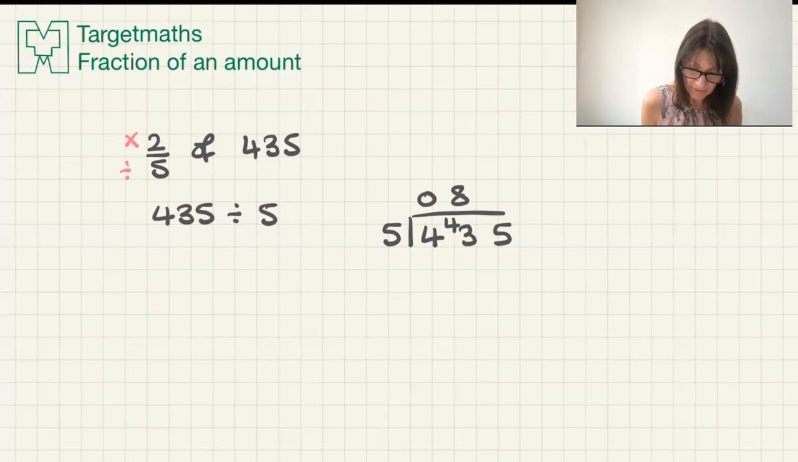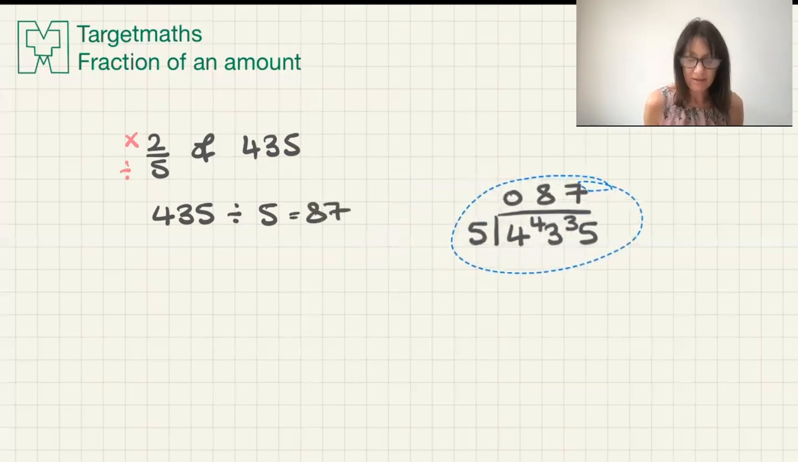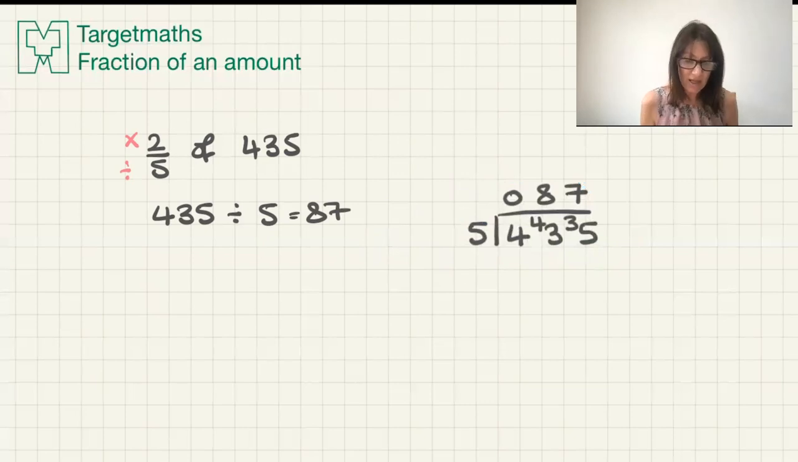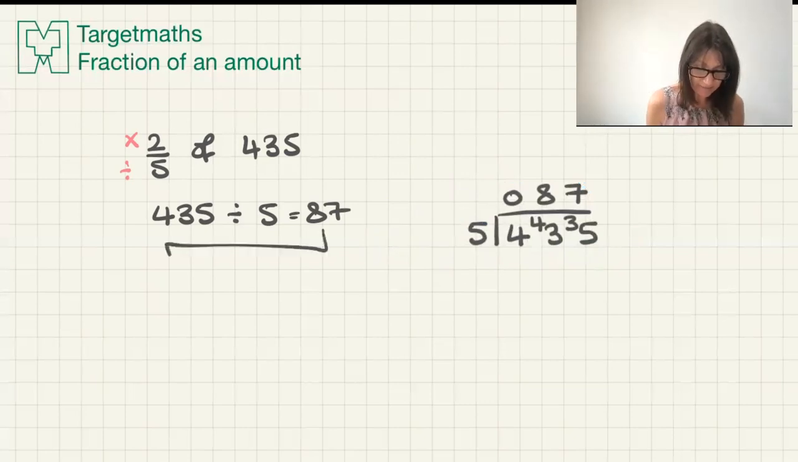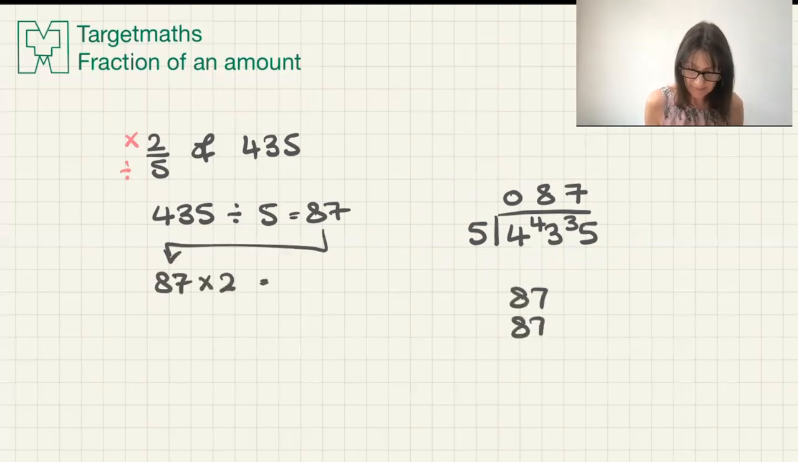So I'm going to put my 3 here. And then I ask the question, how many 5s can I get into 35? 5s into 35 are going to be 7. So 435 divided by 5 is 87. Let's move that working out slightly out of the way. So then I take my 87 and I times it by the top. So I'm going to do that by column method.